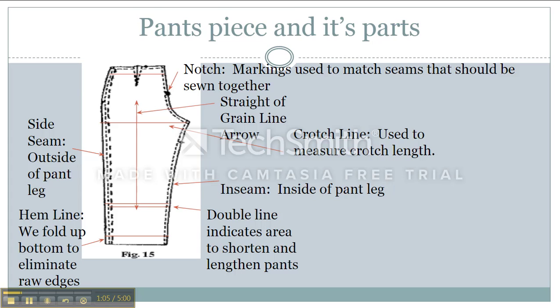If you look at it, you can see that this would be the front or back of one leg of a pair of pants. So you can see the notch marking, and that shows you where two pieces should be joined together. You see the grain line, the crotch line, the inseam, which would be the inner seam of the leg, the side seam or the outside of the leg, the hem, and then a double line that shows where you could lengthen or shorten the pattern.